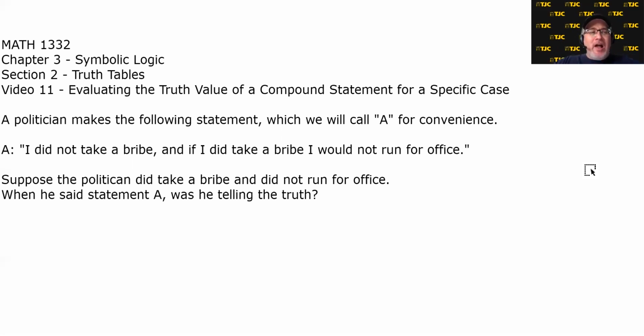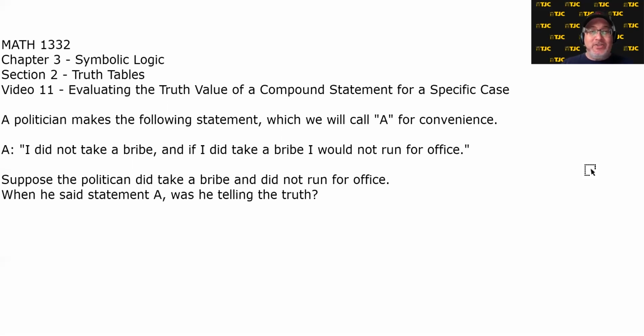But sometimes we're not concerned with every possible combination of truth values. We're only looking at a specific case. Let's take this particular example. Not that any politician would ever say or do any of these things. A politician makes the following statement, which we will call statement A for convenience. A: I did not take a bribe, and if I did take a bribe, I would not run for office. Suppose the politician did take a bribe and did not run for office. When he said statement A, was he telling the truth?